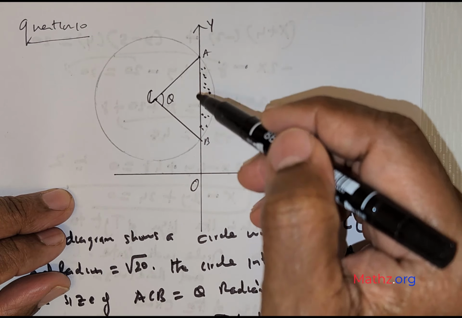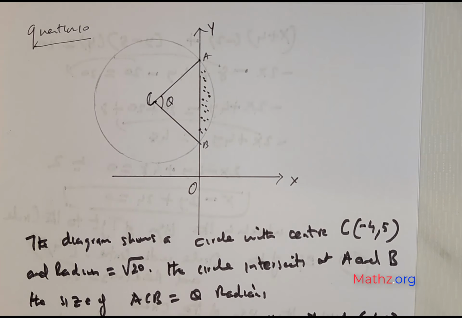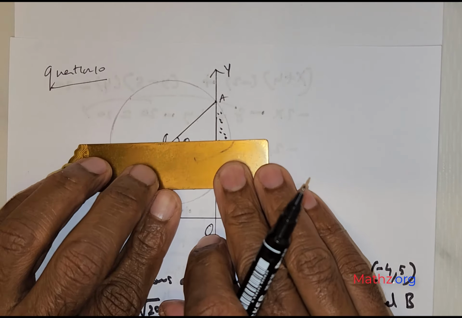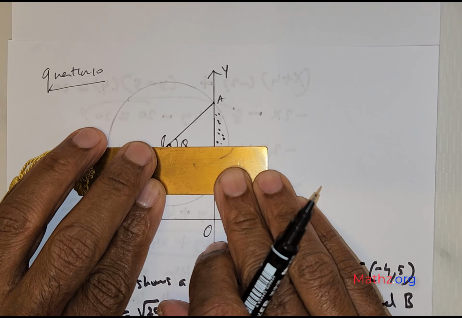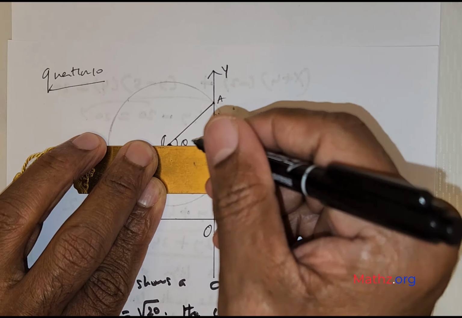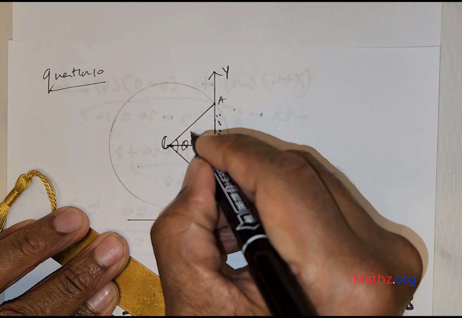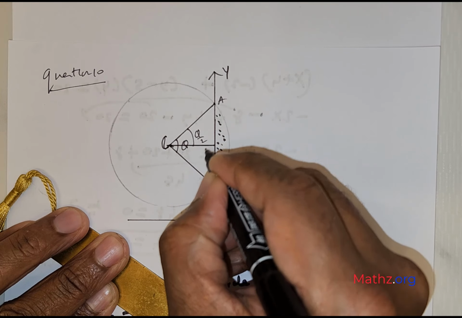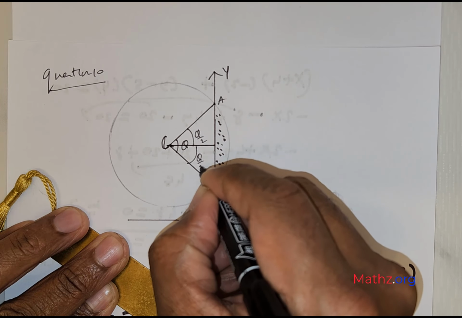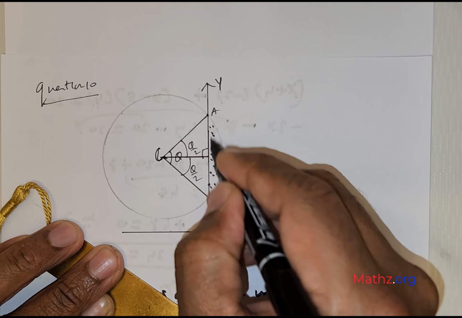So we will have to now find theta. For getting theta, I will bisect this theta. So this would be a bisector. I will divide this into theta over 2 and theta over 2. Now this is the opposite side. Now this is going to be 90 degrees.